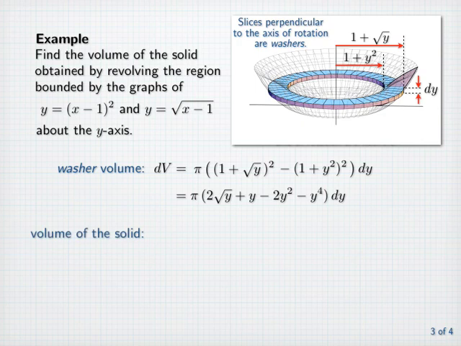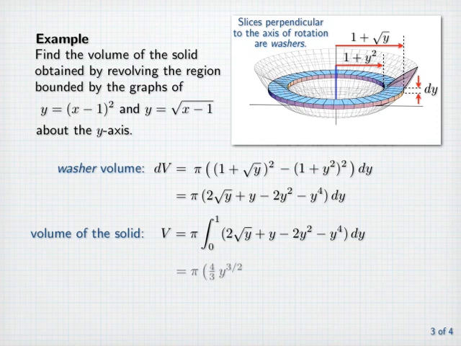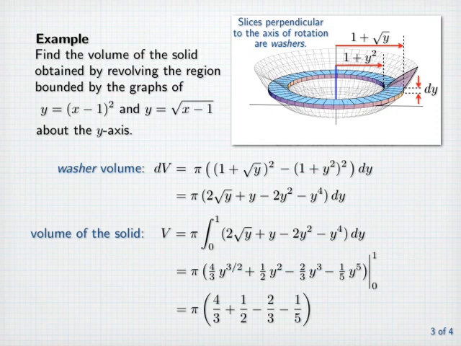Now, the volume of the solid is the integral from 0 to 1 of dv. So we antidifferentiate, obtaining pi times 4/3 y to the 3/2 power plus 1/2 y squared minus 2/3 y cubed minus 1/5 y to the fifth, and we evaluate from 0 to 1. The value at 1 is just pi times the sum of the coefficients here, and the value at 0 is 0. We have a common denominator of 30 here, and when we do the arithmetic, we end up with 29 over 30 times pi.